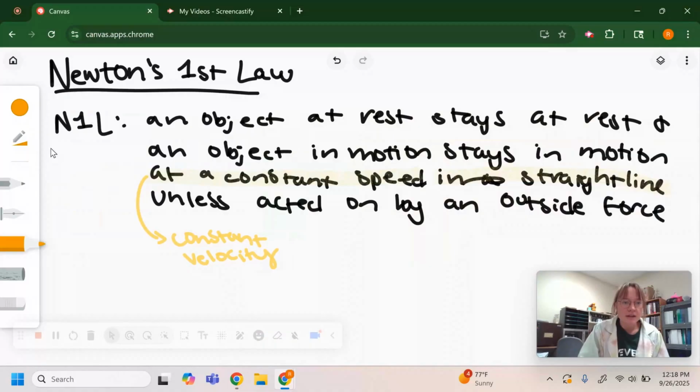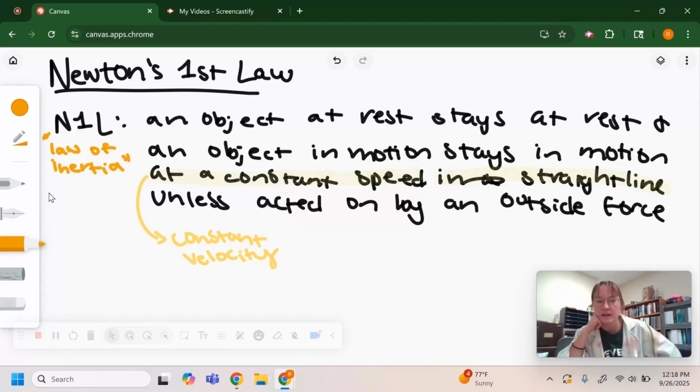Newton's first law is often called the law of inertia, where inertia is the tendency of an object to keep doing what it's doing.